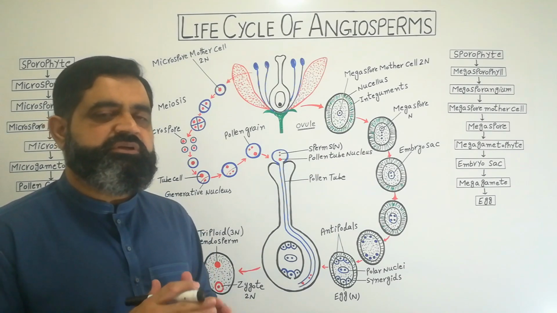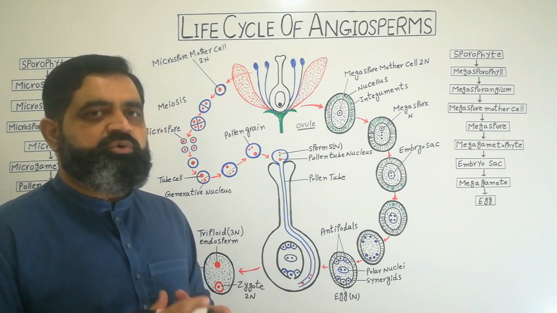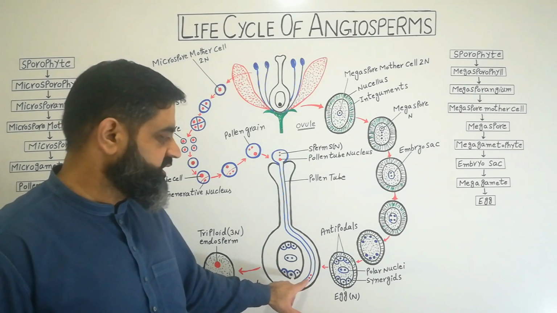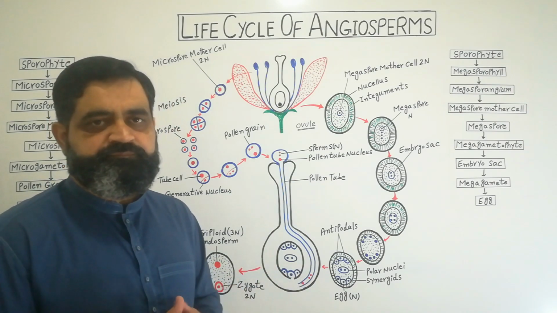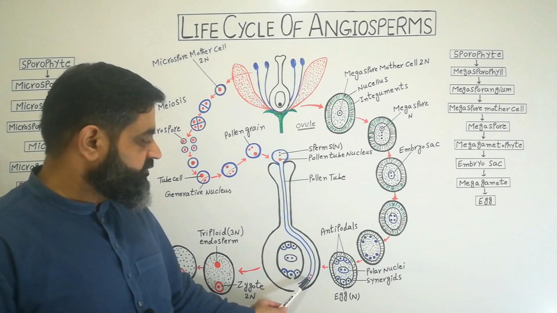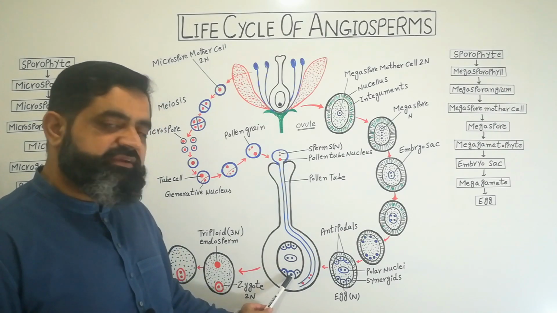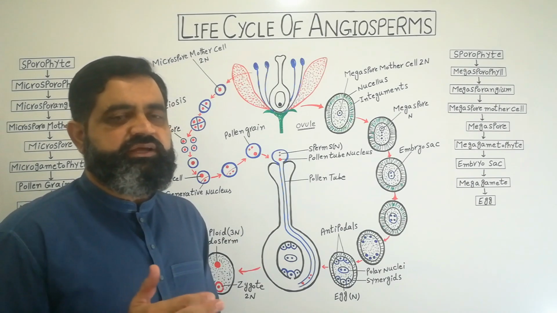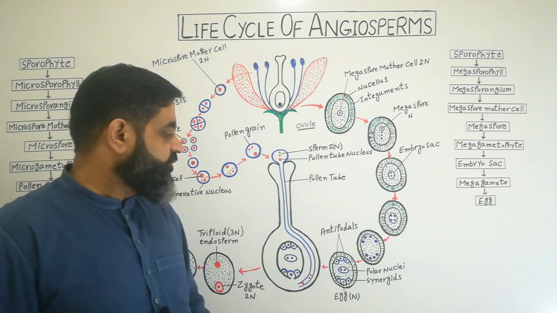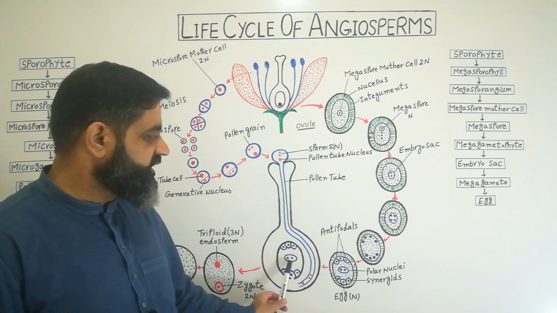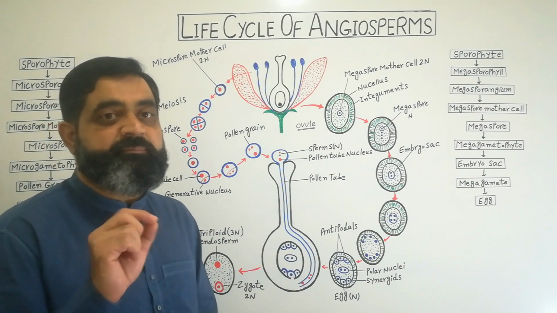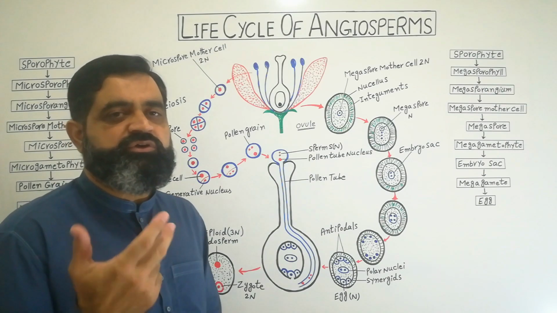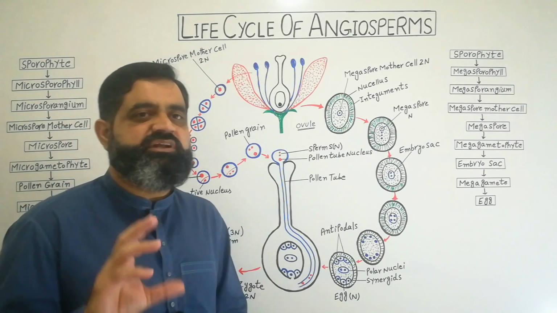Its function has been finished. Now the two sperms which are traveling just behind the pollen tube nucleus are going to fertilize the egg. One sperm will fertilize the egg and form a zygote, which is going to form the embryo and then be converted into seeds, while the second sperm will fuse with the polar nuclei and form a triploid 3N nucleus, which is going to form endospermic tissue. This process is known as double fertilization.